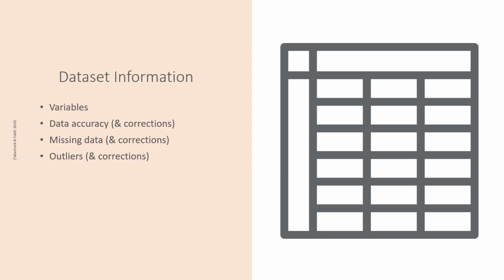The second section deals with dataset information. We look at the variables of the study. We examine data accuracy and if any corrections are made or needed to be made. We look at missing data and if any corrections need to be made because of missing data. And we look at outliers and if any corrections need to be made because of outliers.